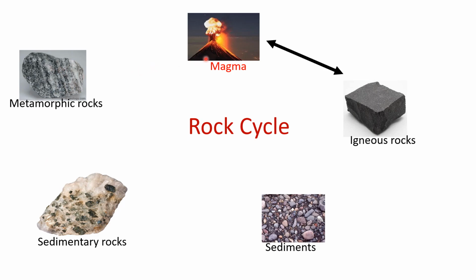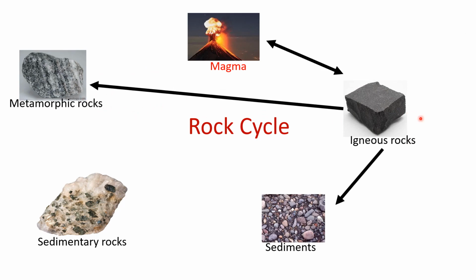So I will show you through some other examples. Here, igneous rocks also directly change into metamorphic rocks, and igneous rocks also change into sediments. When igneous rocks are broken down into small particles, that is called sediments.